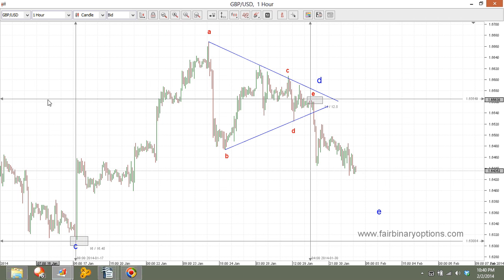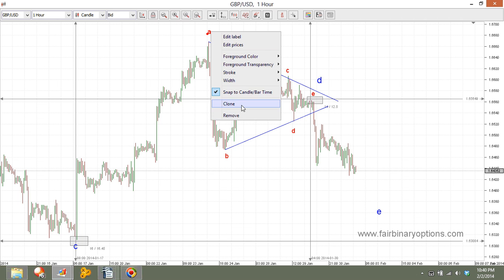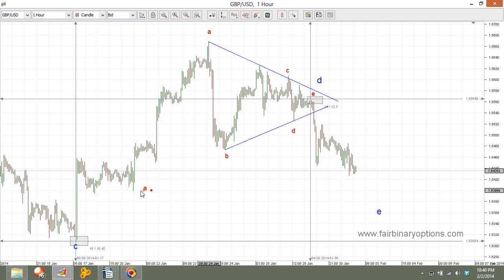So on the left side of the chart we have A, B, C, D, E. Now, what should be the labeling before this D wave? Well, this can only be an X wave of a lower degree.